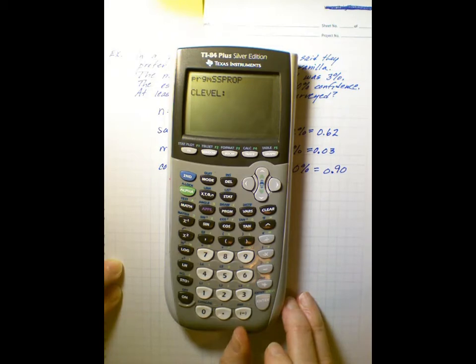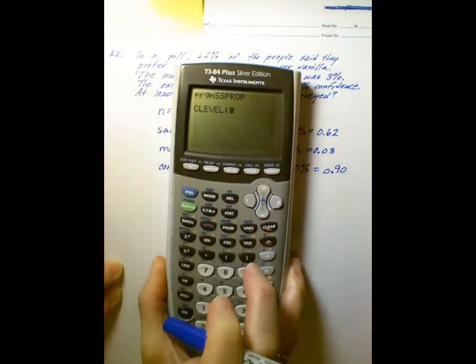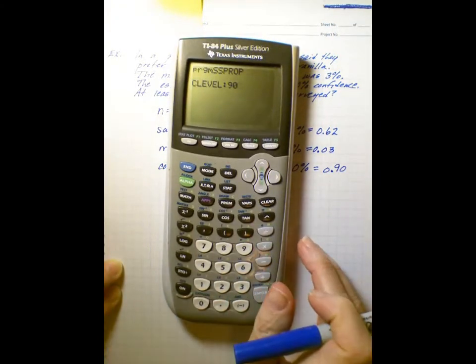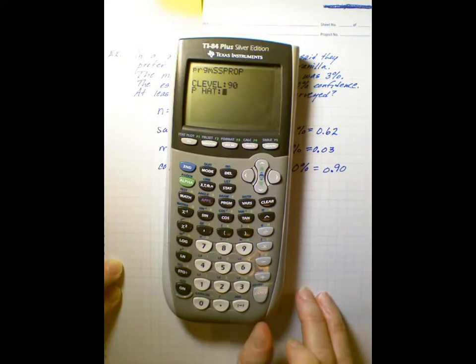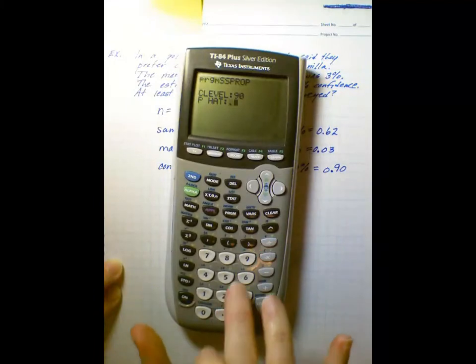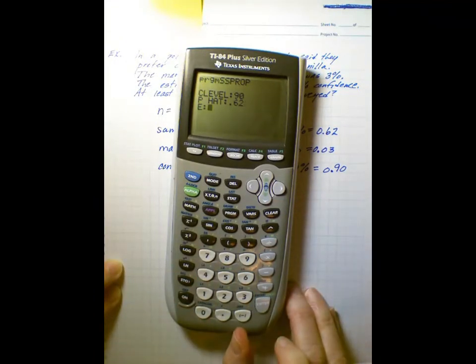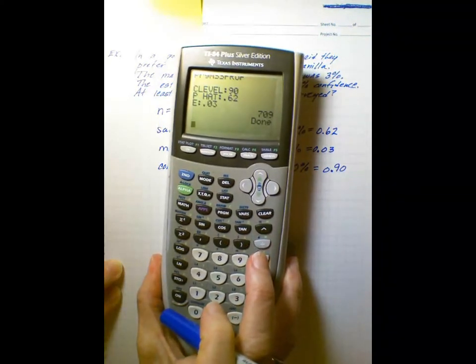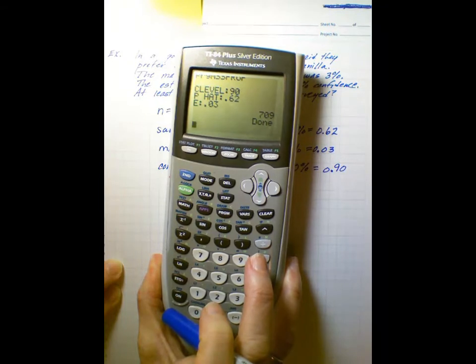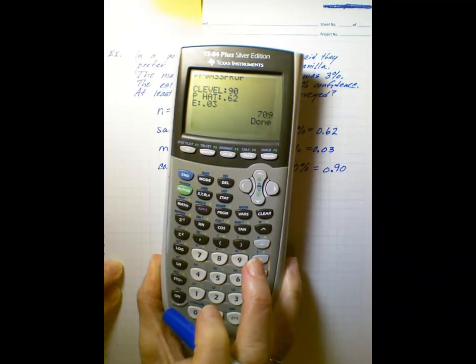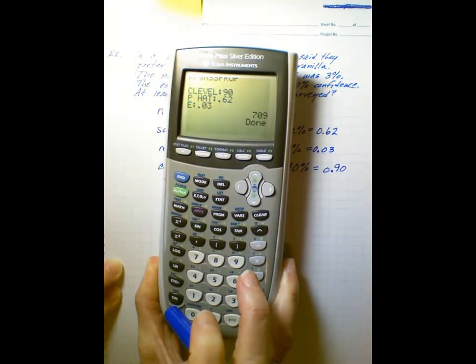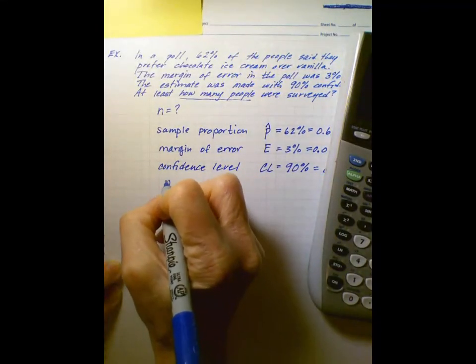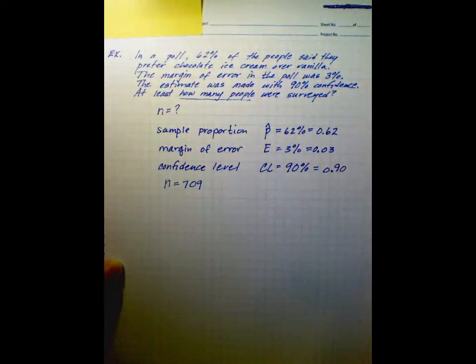Enter. What is it asking me for? C level. Instead of CL, it actually says the word C level. This is where I said you can enter 0.90 or just 90. Enter. P hat. We identified that as 0.62. That does have to be a decimal. Enter. And now it wants E, the margin of error. We said 0.03. And now when we hit enter, there is our number, our sample size. It's going to be a whole number, because even if that was 708.1, it would be rounded to 709, because you can't get a 0.1 person, and this is the minimum. So you can't have 708 if the minimum is 708.1. So this is our number, so we have found the answer. n equals 709.